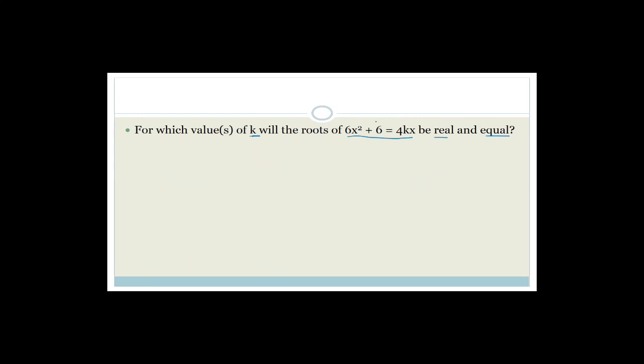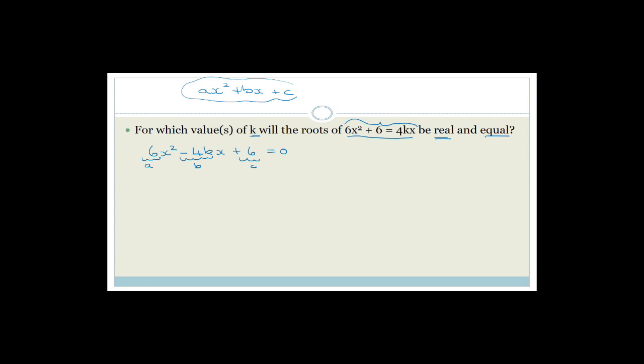Okay, so first of all, the first thing you always have to do is get this in the standard format. We need it to fall in the ax squared plus bx plus c format. So we're going to rearrange that so it becomes 6x squared minus 4kx plus 6 equals 0. Then do you agree this is A, the whole of this is B, and the whole of that is C, right? Now, what do we want?